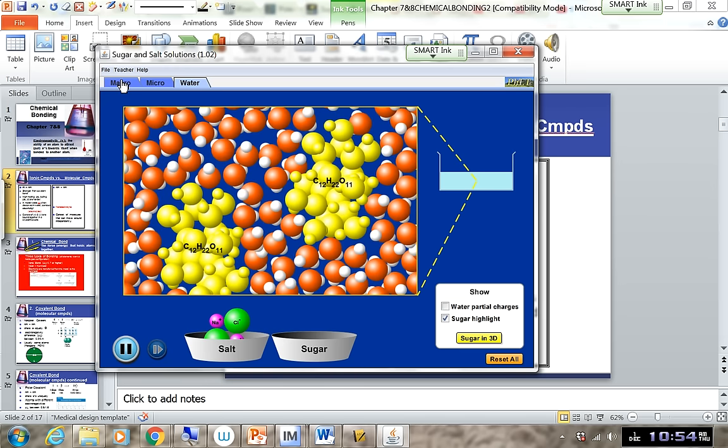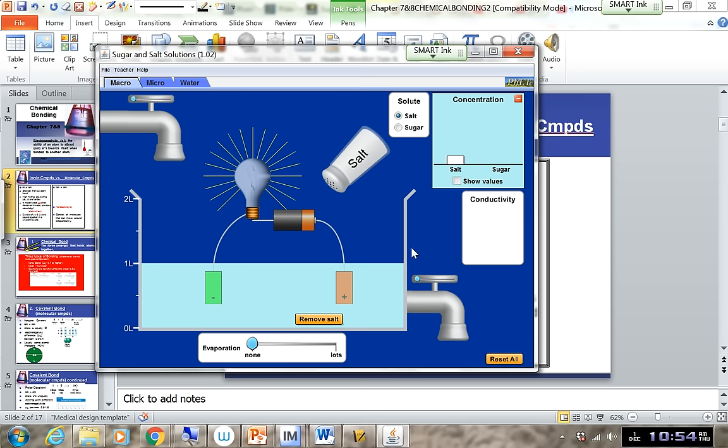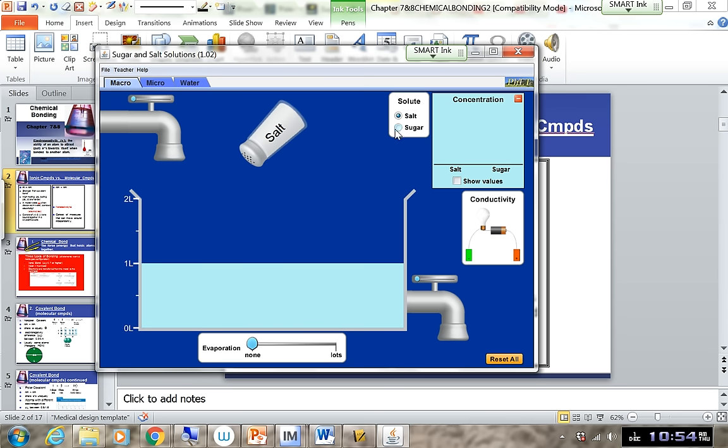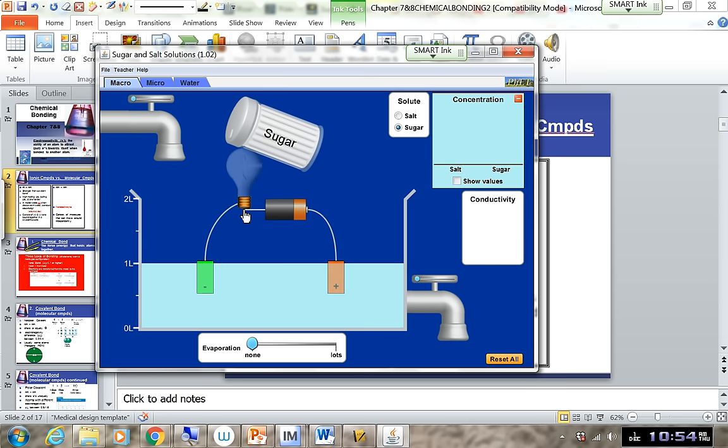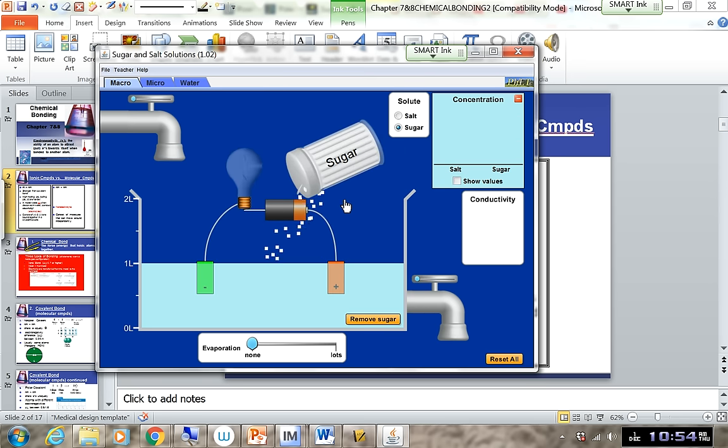So if we come back and look at the macroscopic level, if we were to put sugar in here and look at our conductivity tester, you can shake all the sugar in here you want to, but the light bulb is never going to glow. It's a non-electrolyte. There's no ions in solution.